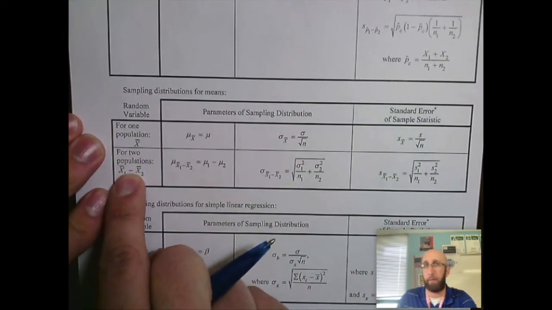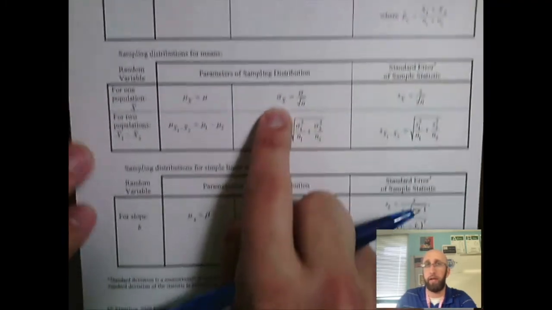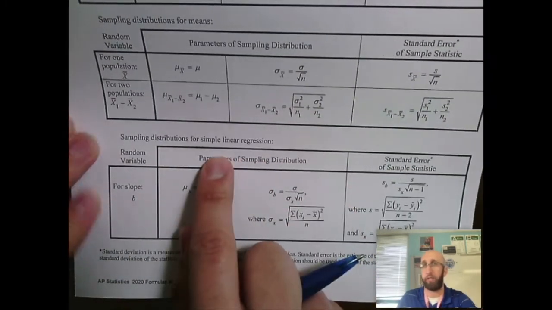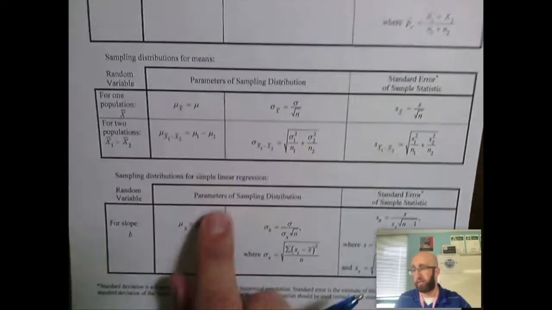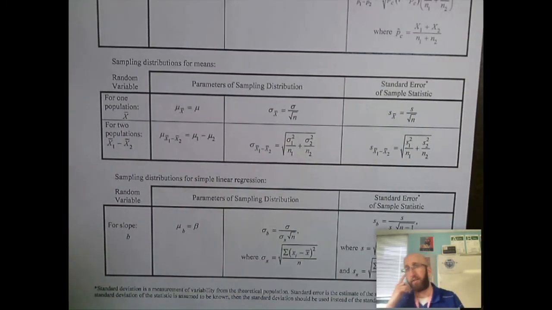You're pulling from 2 populations, so an x bar 1 and x bar 2. And then we have our sampling distributions for our simple linear regression. That's your confidence intervals and your hypothesis testing that has to deal with the slopes. Okay, that has to do with the slopes. So let's get to it.